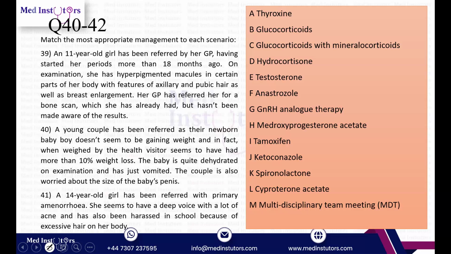It's F, anastrozole. This is classic McCune-Albright syndrome. Why? Because if you have learned precocious puberty, there are hyperpigmented macules in certain parts of her body, with features of axillary and pubic hair as well as breast enlargement. Hyperpigmented macules, so it's F, anastrozole.